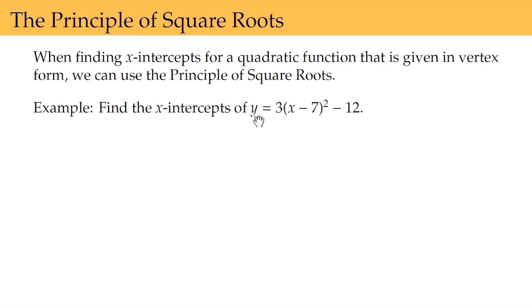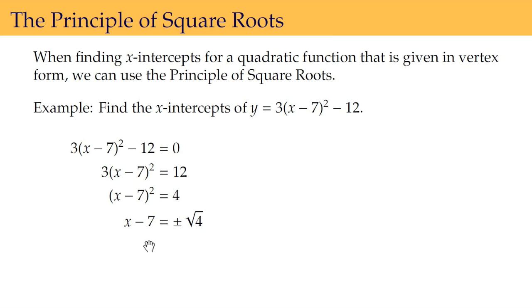Now, let's look at that. So I've got something in vertex form. Notice that vertex form will always have a perfect square. In this case, my perfect square is x minus 7 squared. So I'm setting y equal to 0. I want to isolate the perfect square. I want to get the perfect square on one side by itself. So if I move that 12 over and then divide by 3, I will have x minus 7 in parentheses squared equals 4. So I have a perfect square now equal to a number.